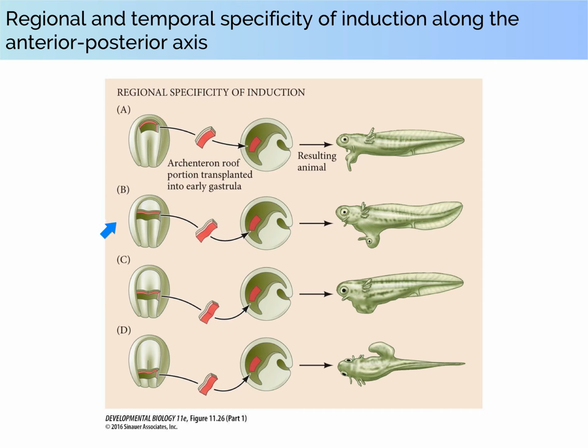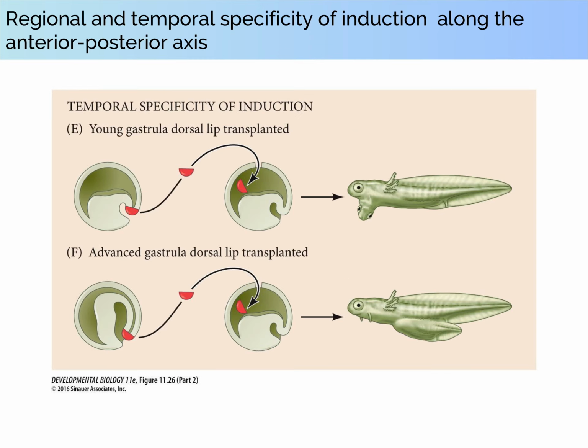The next most anterior section induced the formation of different types of head structures, including eyes, nose, and balancers. The third section, which includes the notochord, induced the hindbrain structures. And finally, the most posterior section induced the formation of the dorsal trunk and tail structures.